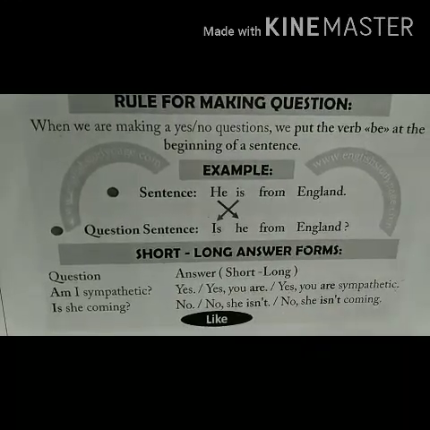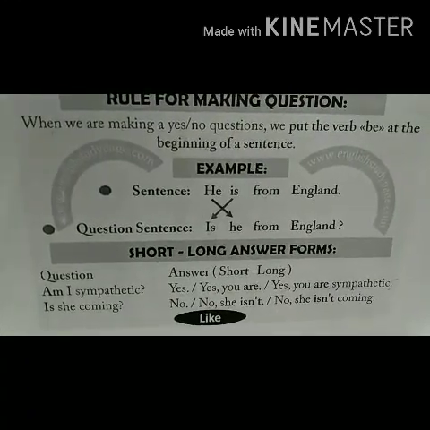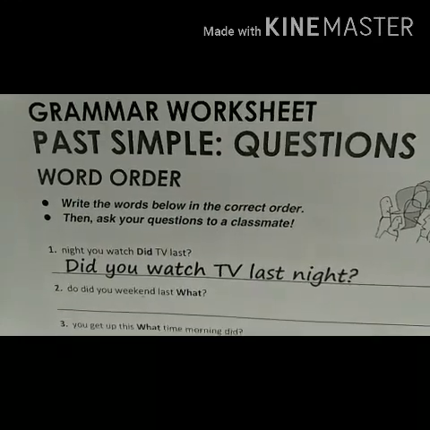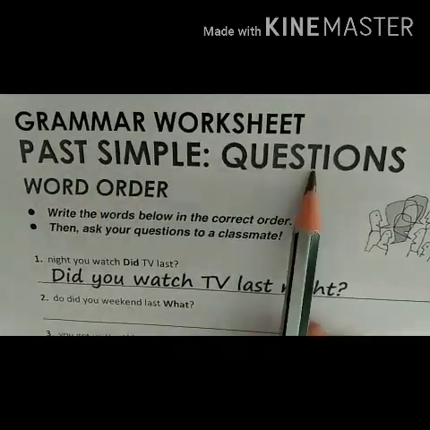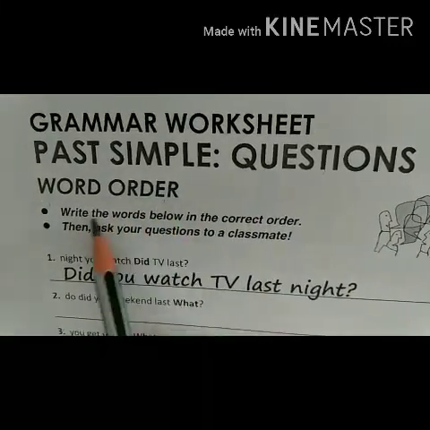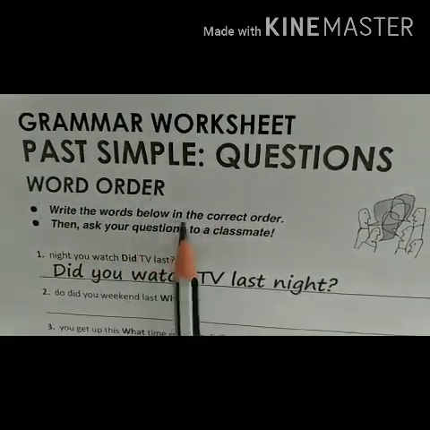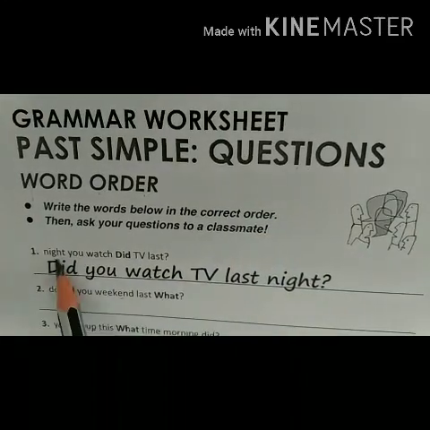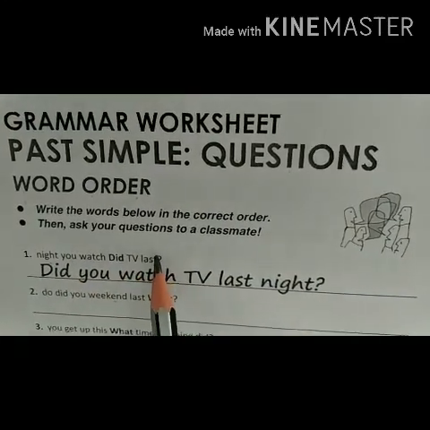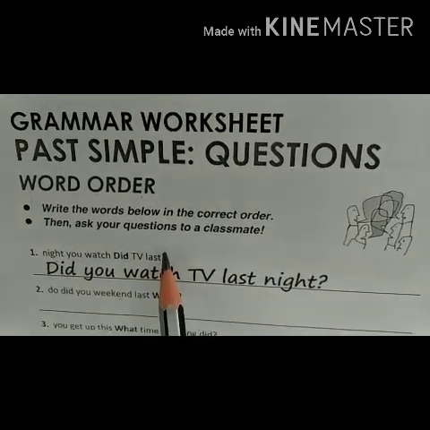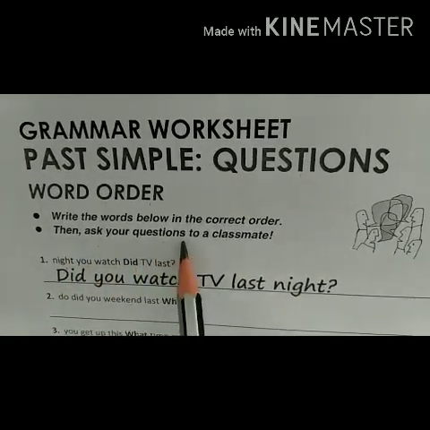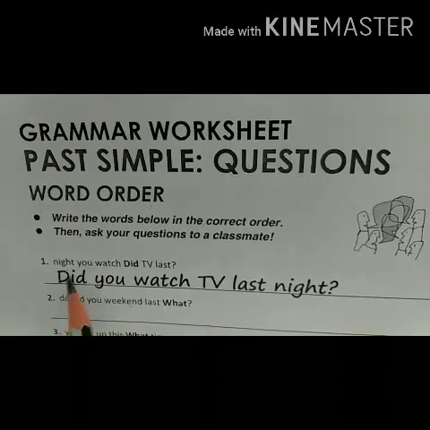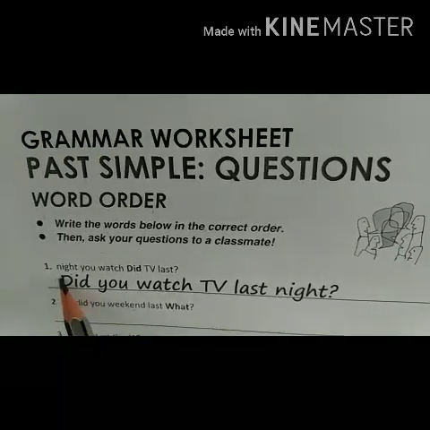Now turn the page, come to exercise portion. Open page number 9. Grammar worksheet, past simple questions, word orders. Write the words below in the correct order. They have given us jumbled up sentence questions and we have to make them in a correct manner. Then ask the questions to your classmate. Okay, so let's get started with the exercise portion.